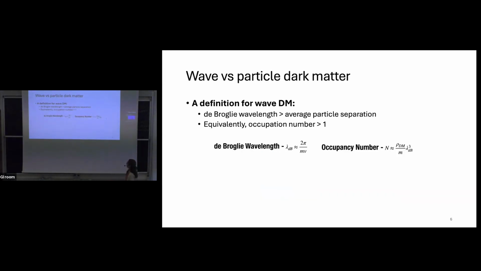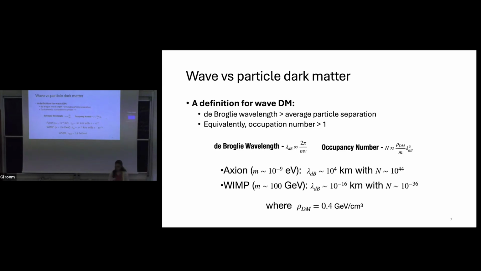So then to make this a little bit more quantitative, what does this actually look like? We have the de Broglie wavelength, 2π over mv, and you can compare that to the occupation number, which is dependent on the energy density of dark matter, ρ_DM, and again the mass of your dark matter particle. We're talking about very low mass particles, so m is very small. And then the de Broglie wavelength, which of course is given over there.